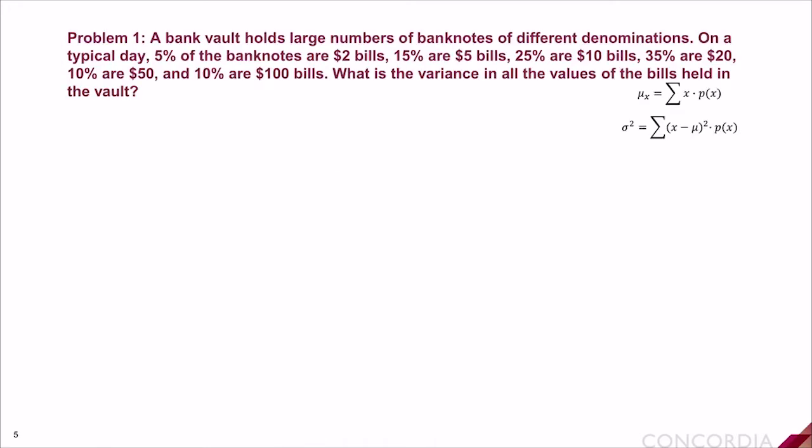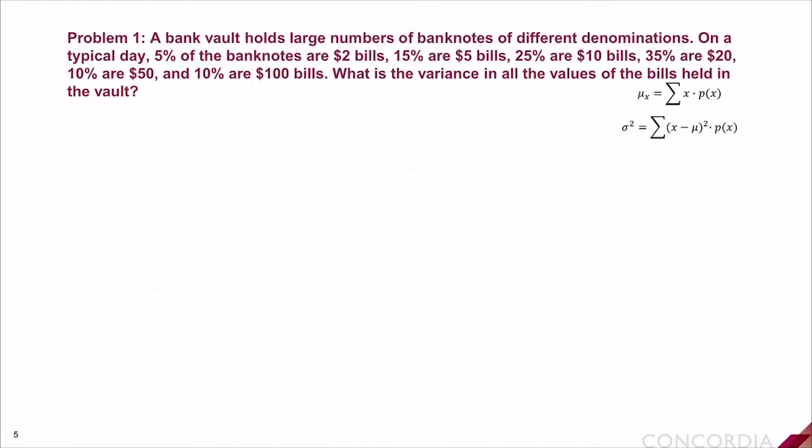Problem 1. A bank vault holds large numbers of banknotes of different denominations. On a typical day, 5% of the banknotes are $2 bills, 15% are $5 bills, 25% are $10 bills, 35% are 20s, 10% are 50s, and 10% are $100 bills. What is the variance in all the values of the bills held in the vault?